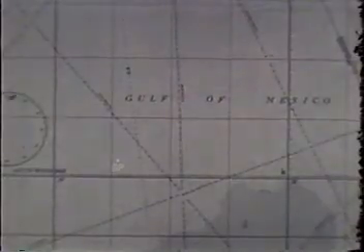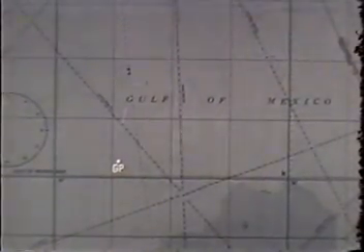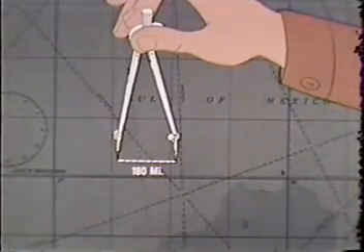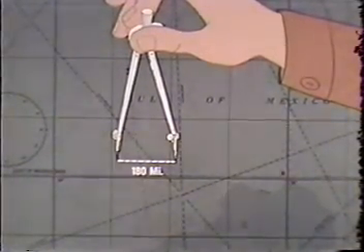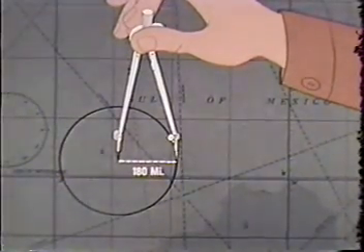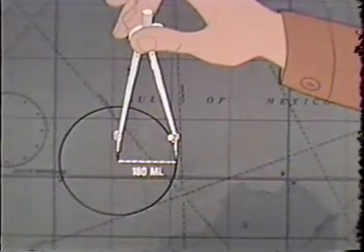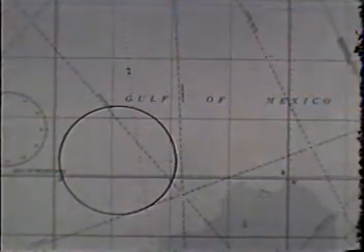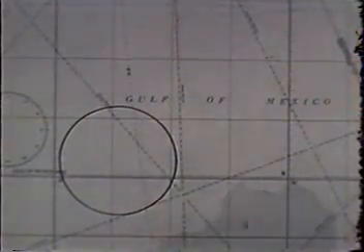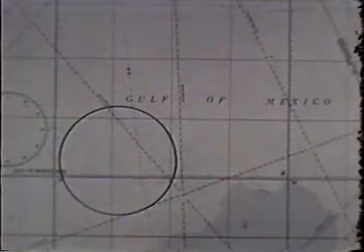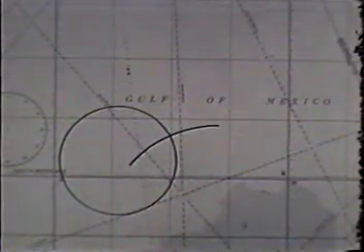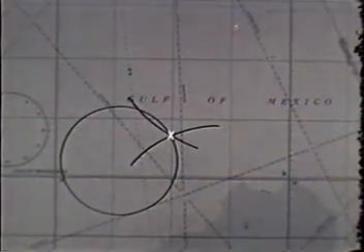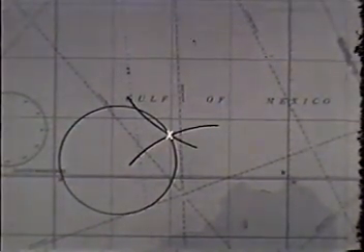You then locate this point on your chart. With your dividers, you can measure off 180 nautical miles. Then, you can scribe a circle or segment known as a circle of equal altitude. This becomes a celestial line of position. You are somewhere on its circumference. To get a fix, you must take at least one more observation of a celestial body, preferably 2. This is a very simple method to locate or plot a line of position.